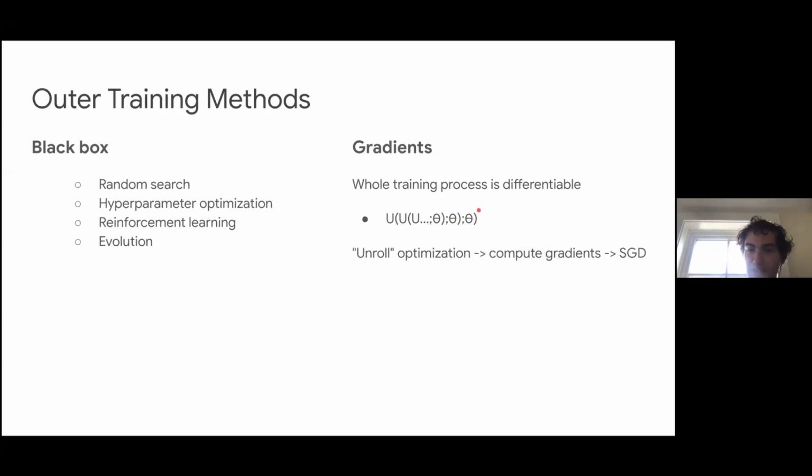So what you do is something that we call unrolling the optimization. You lay out a bunch of these computations inside some automatic differentiation package. You compute gradients through this unrolled composition. Then you can just run SGD. And you do this over and over again to train the weights of theta.